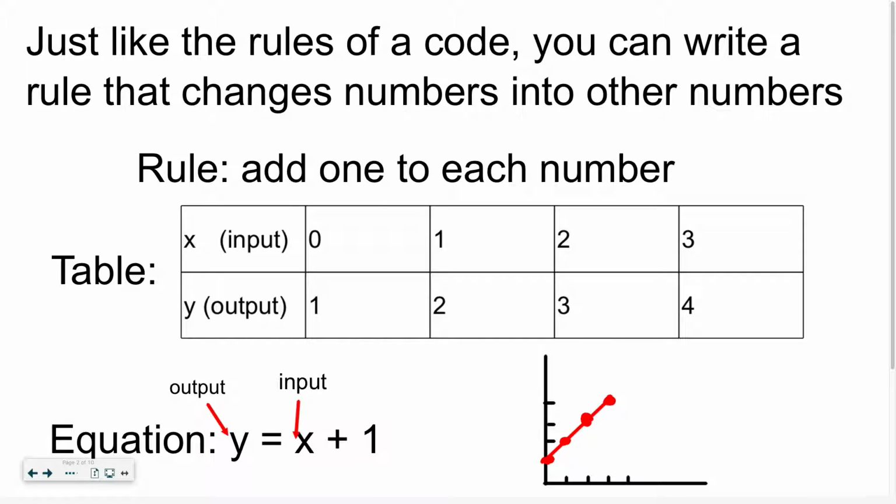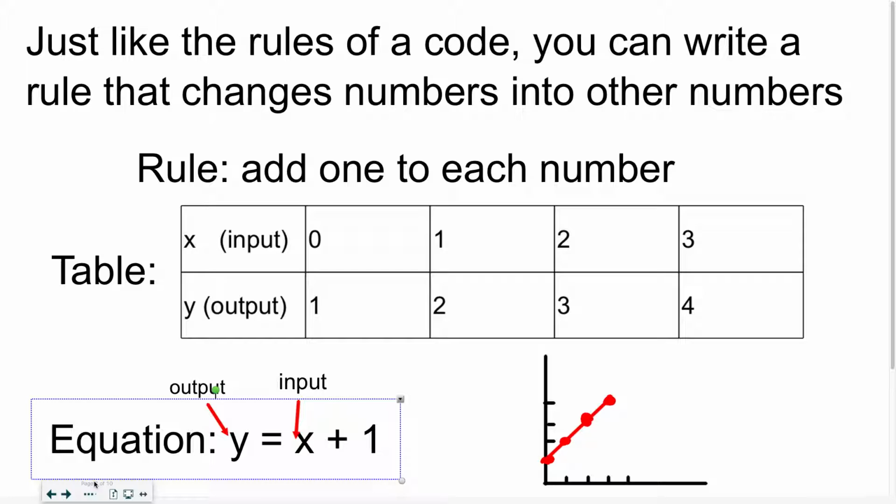So if you take a look at this table, it says right here what the rule is. So what's our rule for this table? It's like a machine. We're going to put a number in, and something's going to happen to it. If I put in a 0, I'm getting a 1. If I put in a 1, I'm getting a 2. If I put in a 2, I'm getting a 3. What's happening in the machine? We're adding 1. Yeah, so we're going to add 1.